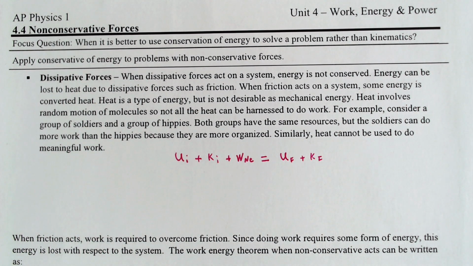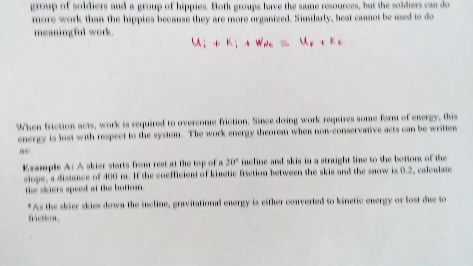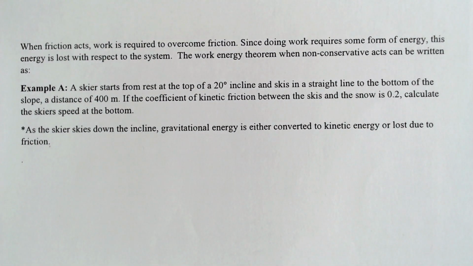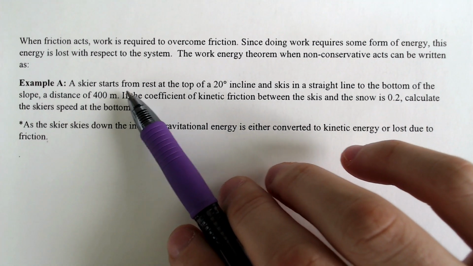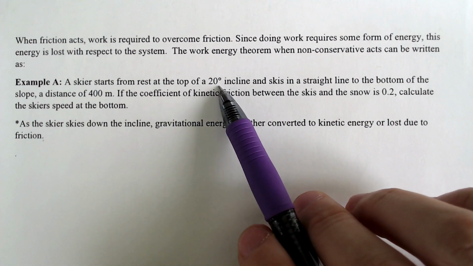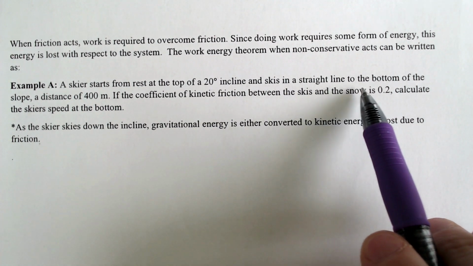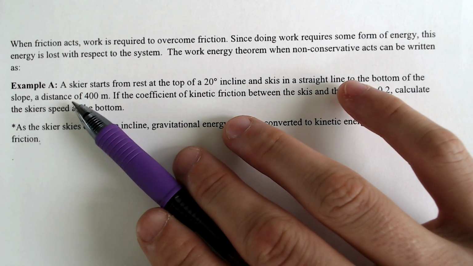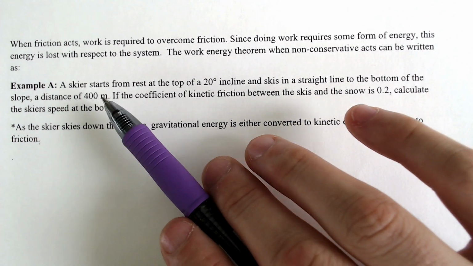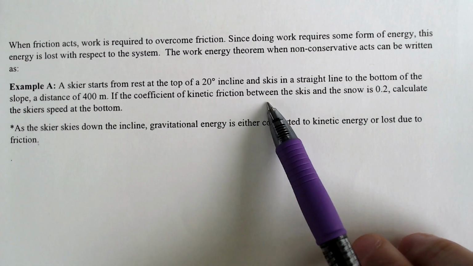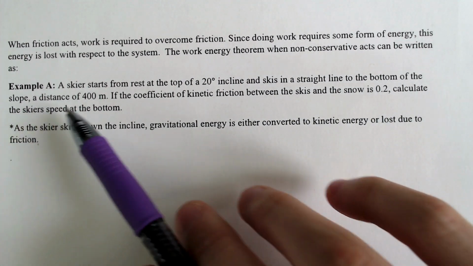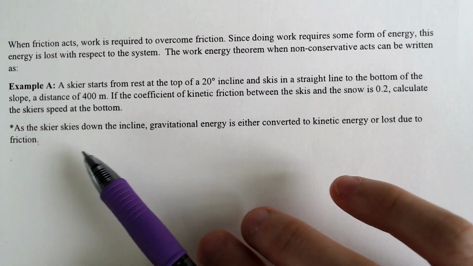Okay, so with that in mind, we got our first example here. We got two, maybe three examples. A skier starts at rest from the top of a 20-degree incline and skis in a straight line to the bottom of the slope, which is a distance of 400 meters. The distance of the slope is 400. If the kinetic coefficient of friction between the skis and the snow is 0.2, calculate the skier's speed at the bottom.